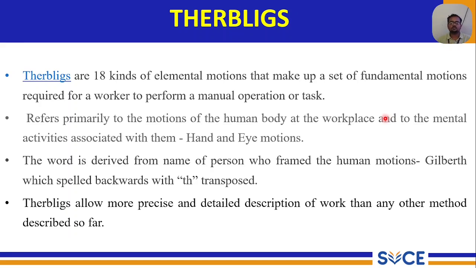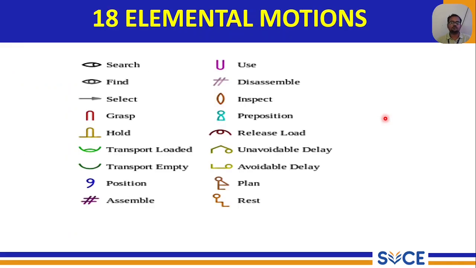So his entire motion was analyzed through micro motion study, where Therbligs were used completely to analyze whether he is in line with the required standard. There are many such examples which you can quote for Therbligs. So these are your 18 elemental motions which are predominantly used.